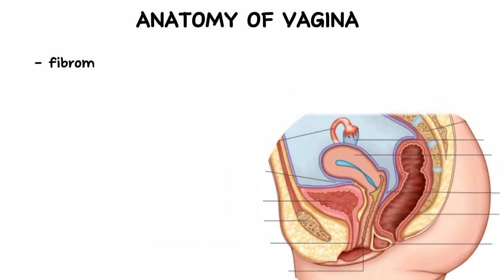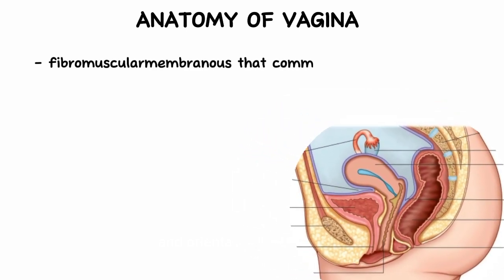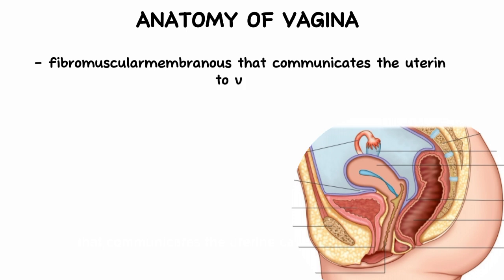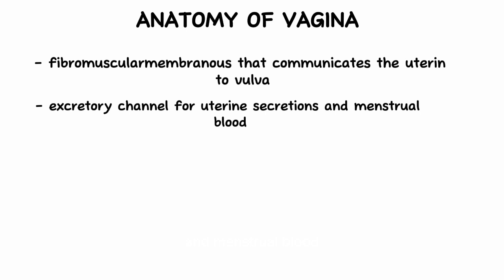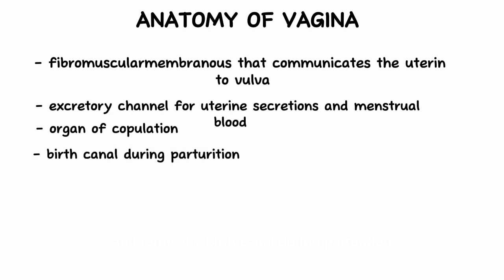Let's begin by looking at the definition and orientation of the vagina. The vagina is a fibromusculomembranous sheath that communicates the uterine cavity with the exterior. At the vulva, it acts as the excretory channel for uterine secretions and menstrual blood. Importantly, it is also the organ of copulation and forms the birth canal during parturition.